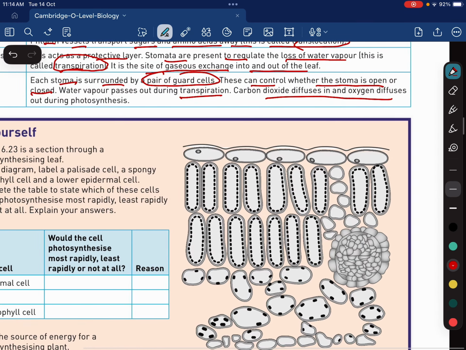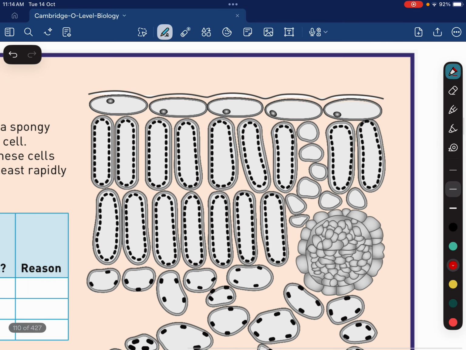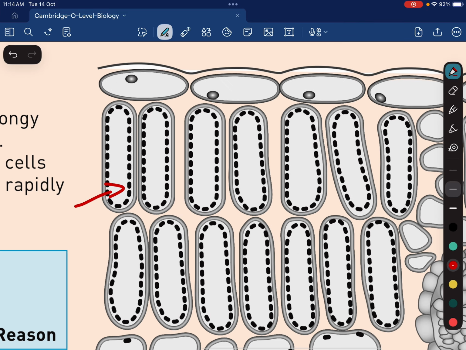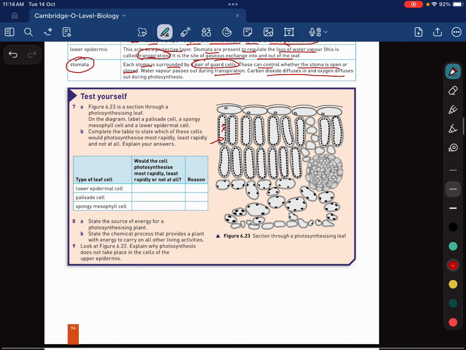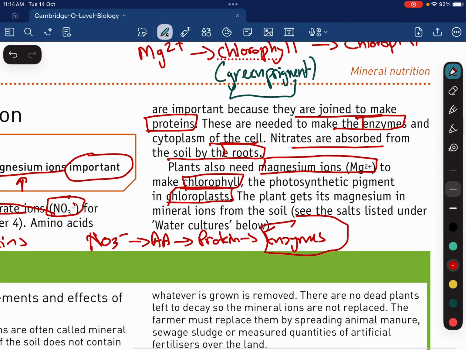Give me a sec. Over here, just like this. Here we have a section of the leaf, and as we can see, these are the palisade cells, and these black dotted substances are the chloroplasts, inside which there is chlorophyll. The green chlorophyll pigment is inside these chloroplasts. So the magnesium helps in forming this chlorophyll, which is a photosynthetic pigment, because chlorophyll absorbs the sunlight. The plant gets its magnesium ions from the soil, just like nitrate ions.